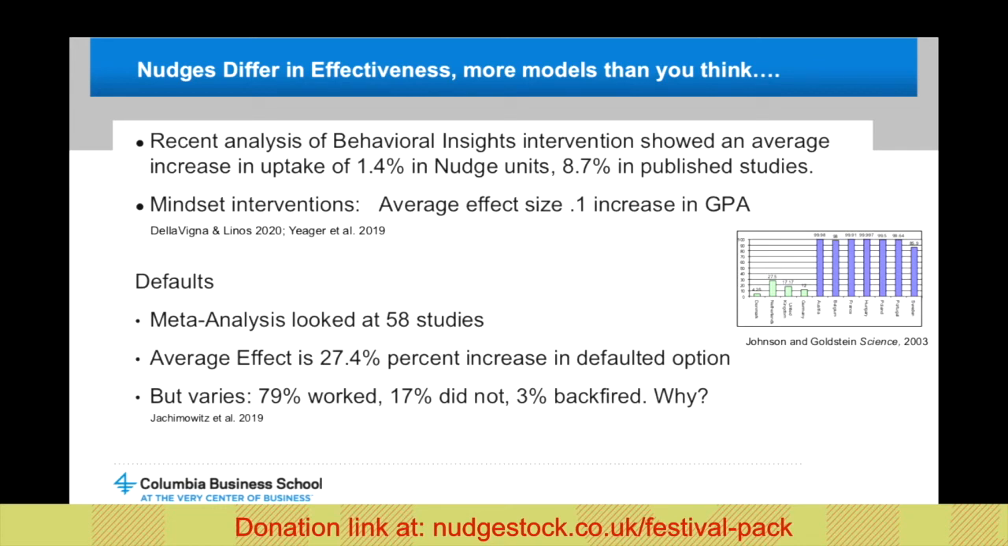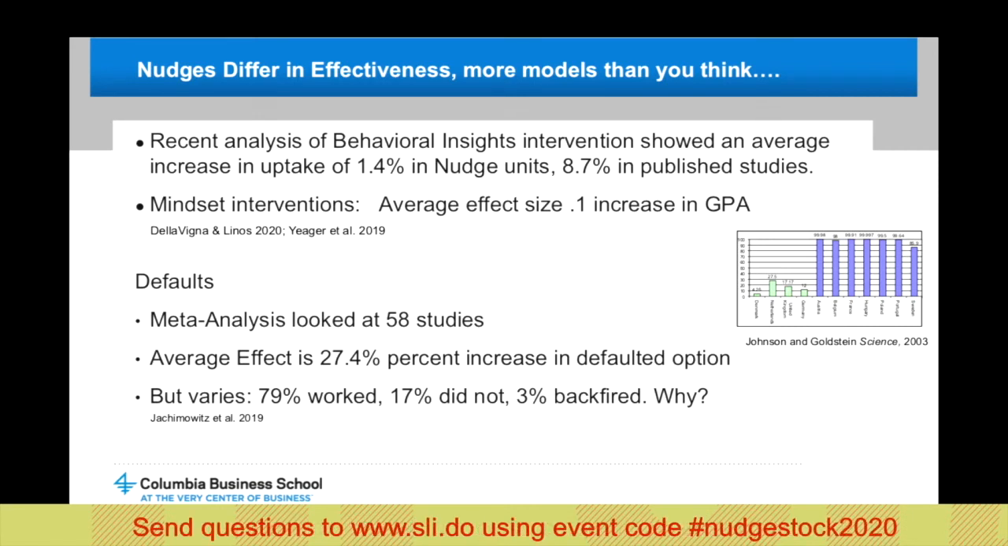But what's really interesting and worrisome is the effect varied. When you looked across all 58 studies, only 78% had significant default effects. That's 4 out of 5. 17% had no effect, not statistically significant. And 2 of the studies, or about 3%, backfired.